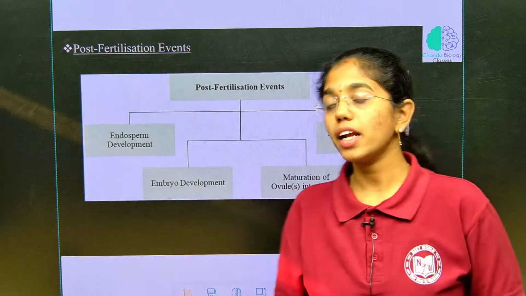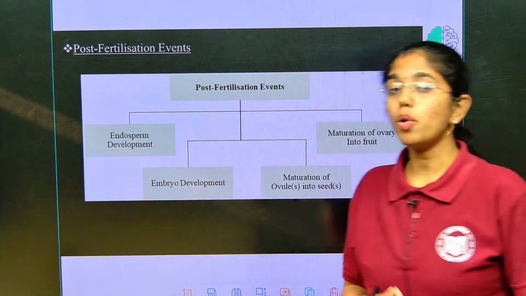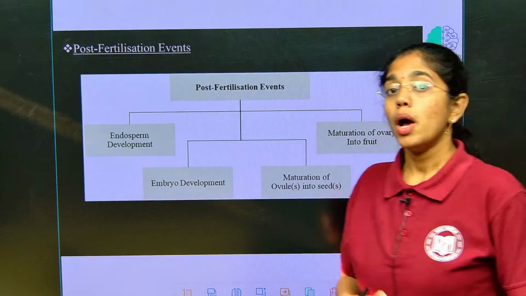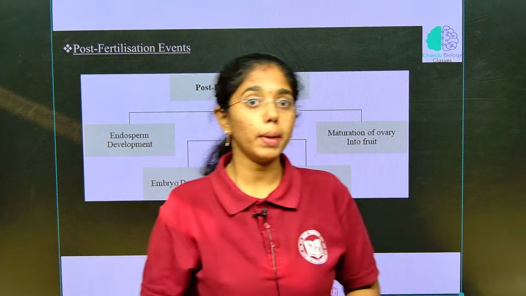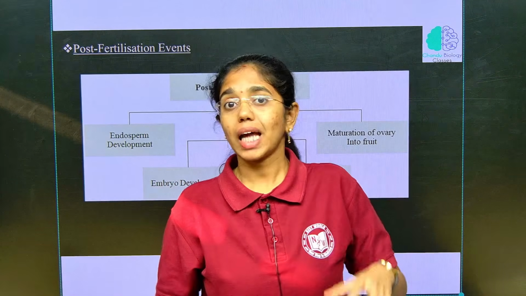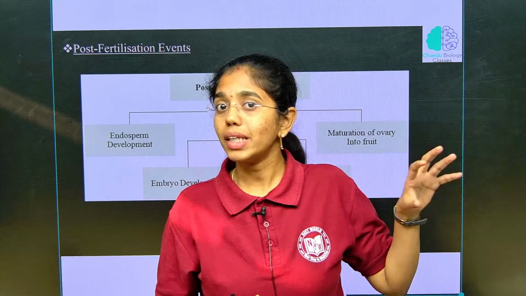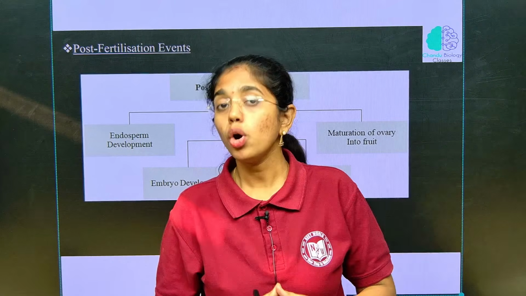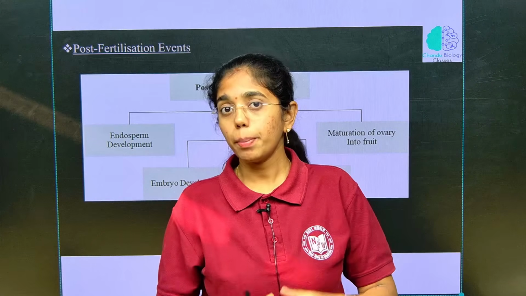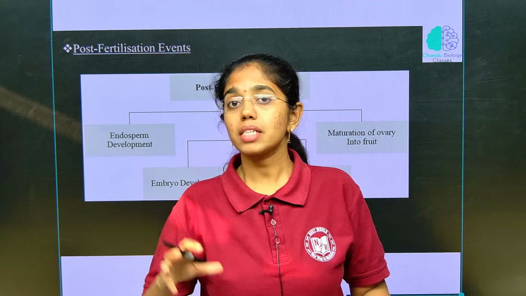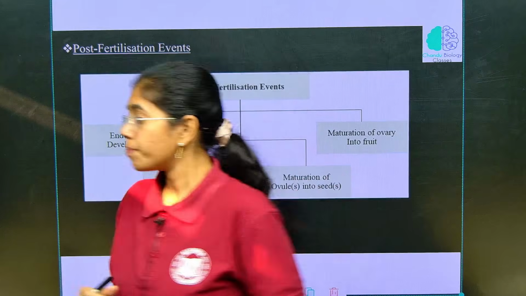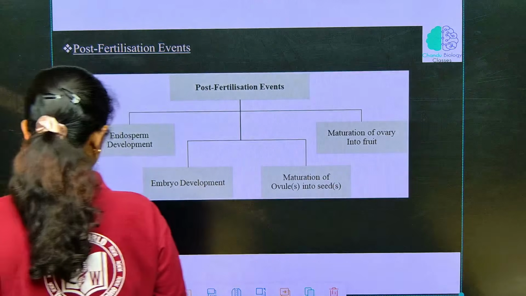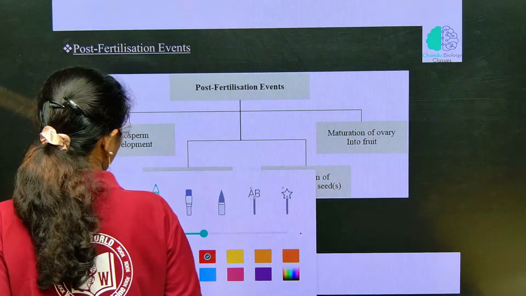So, here we are in the concept of post-fertilization events, wherein today we are going to learn in detail about endosperm development, embryo development, types of embryo development both in dicot embryo and monocot embryo, followed by seed development, fruit development and some special concepts like apomixis and polyembryony. Let us get started.